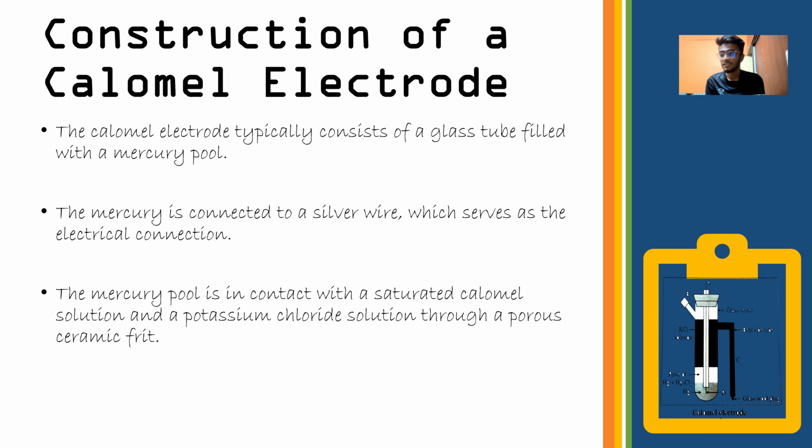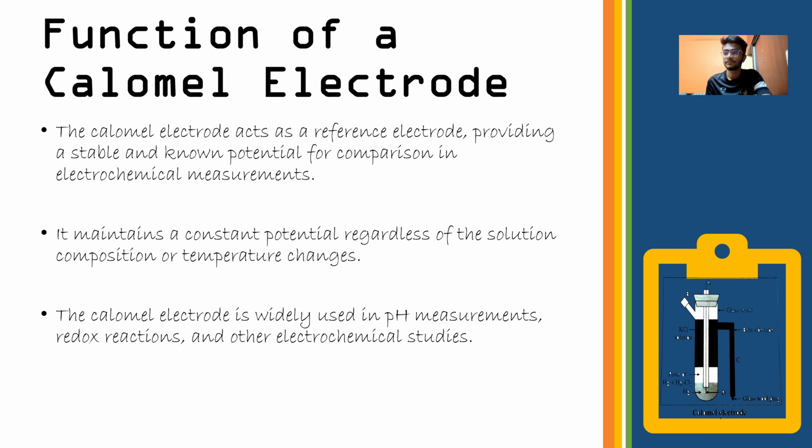The mercury pool is in contact with a saturated calomel solution and a potassium chloride solution through a porous ceramic frit. So the mercury pool is in contact with the calomel solution and potassium chloride solution, which we discussed in the previous slide, through a ceramic frit.